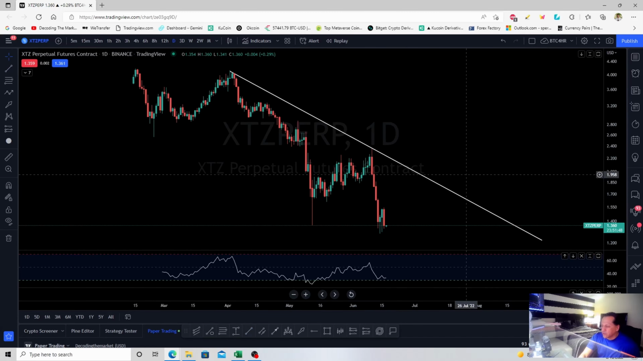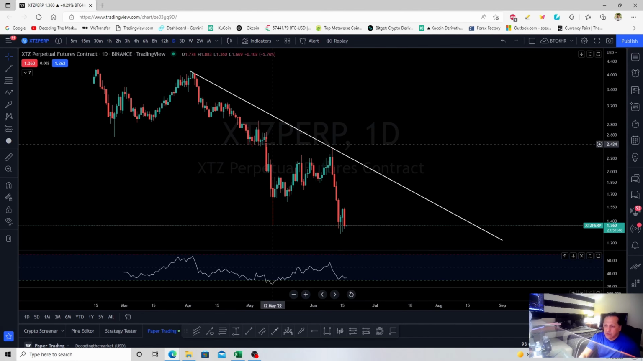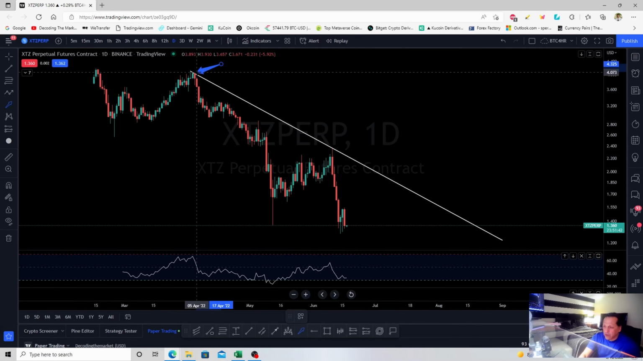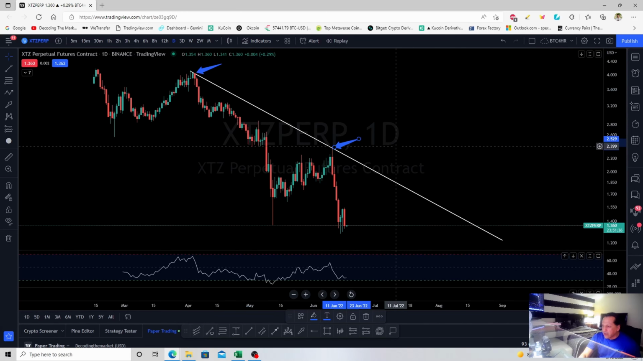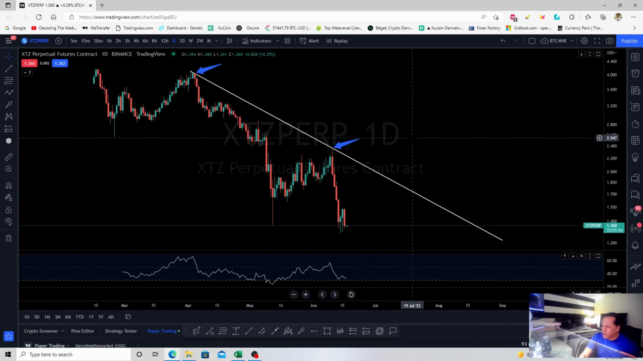As you notice, we have two resistance levels. The first one is right up here, and the second one will be right up here, and we're going to identify the next possible resistance area. But in the meantime, we're going to see where Tezos is and what Tezos is doing right now.